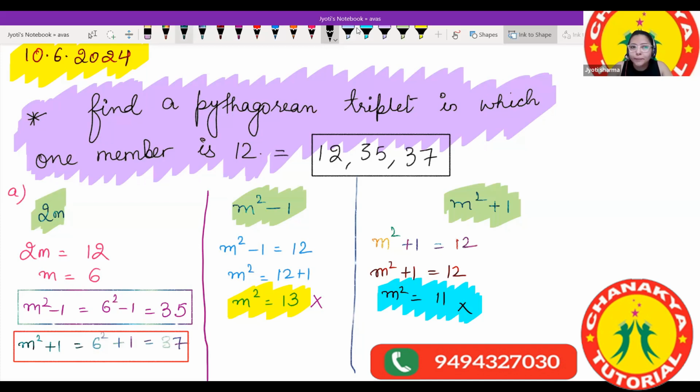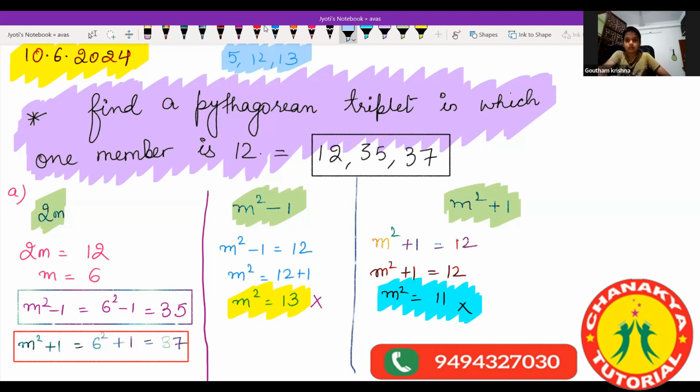If you remember 5, 12, 13, let me write 5, 12, 13. Do you remember? We found this Pythagorean triplet in which 12 is a member, but we couldn't find it using this. Getting? So sometimes you will not be able to find all the Pythagorean triplets using this.